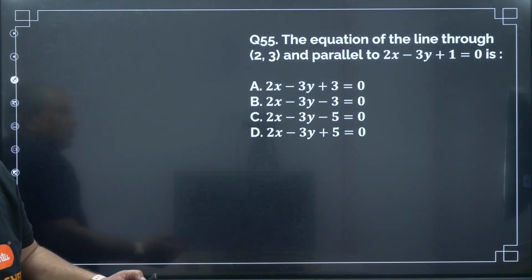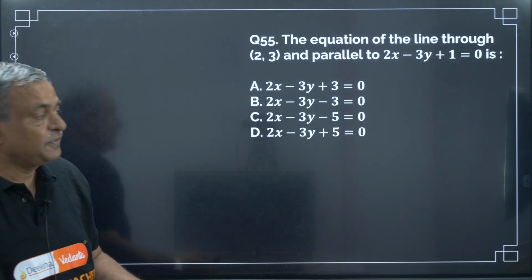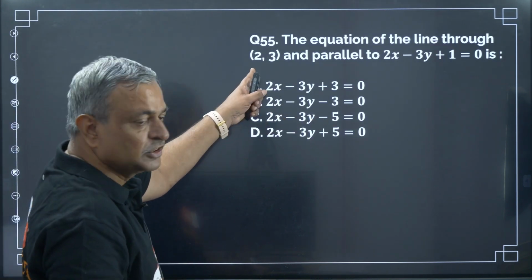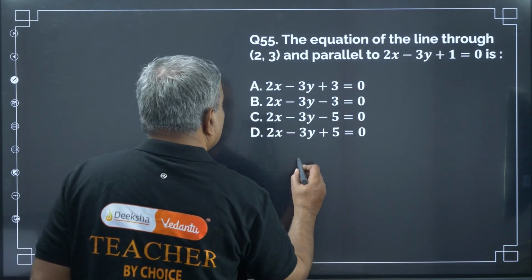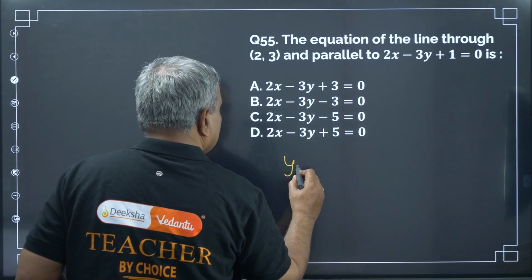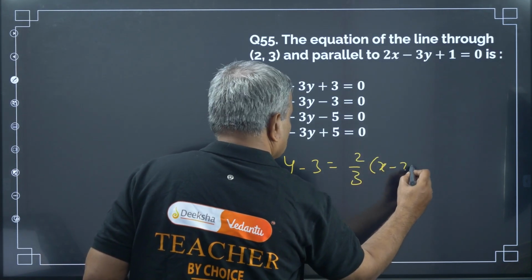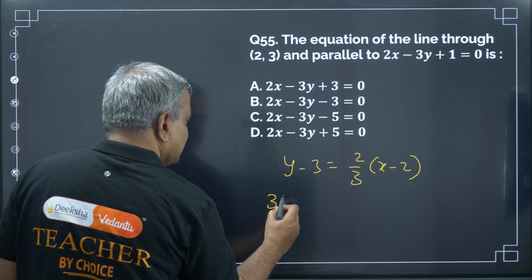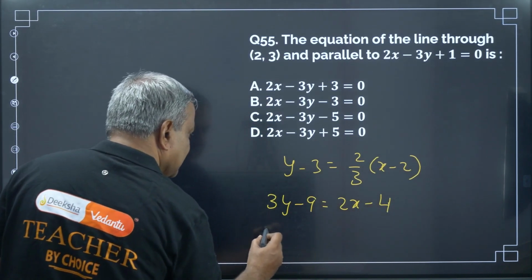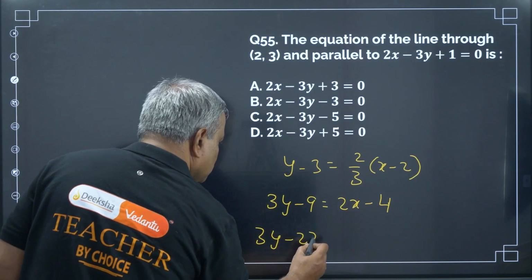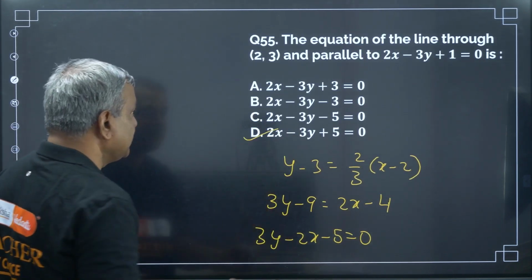What's the question? The equation of a line through (2, 3) parallel to this one. So what you have to find? Equation of a line through this point and parallel to this. So y minus 3 is equal to, slope is 2 by 3, and x minus 2. So 3y minus 9 is equal to 2x minus 4. So we get 3y minus 2x minus 5 is equal to 0. Option D is correct.